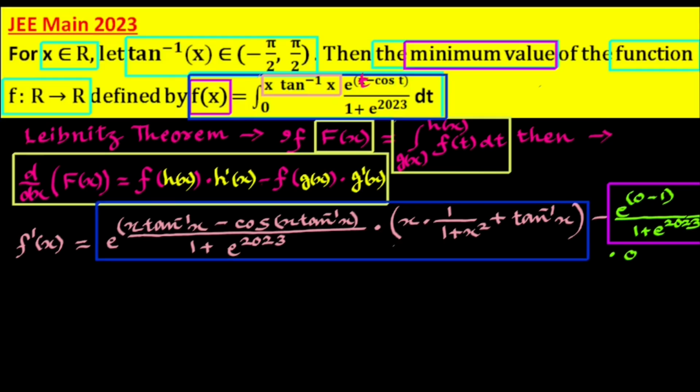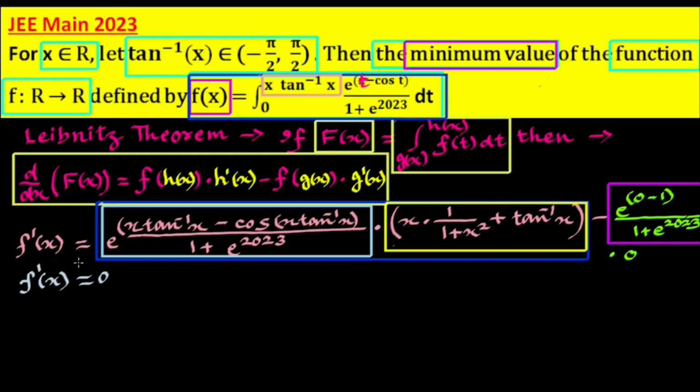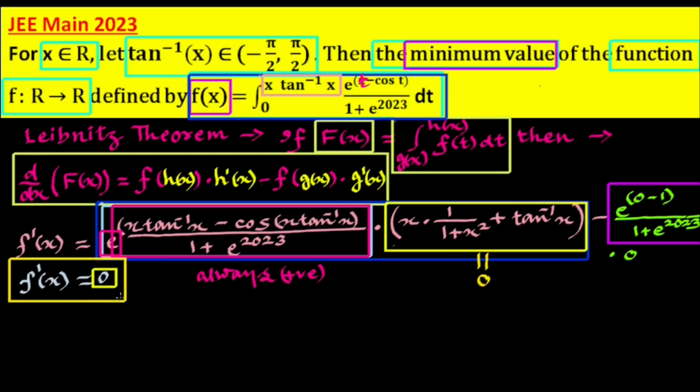For deciding the minimum value, we have to find critical points. So we have to consider f dash x equals 0. That means the product of this green part and this yellow part must be 0. We know that this e power any real number is always positive, which implies the quantity in this yellow bracket must be 0 to make f dash x equals 0.